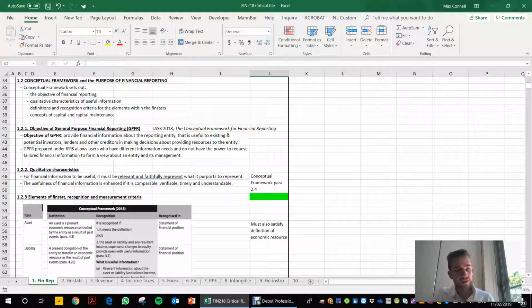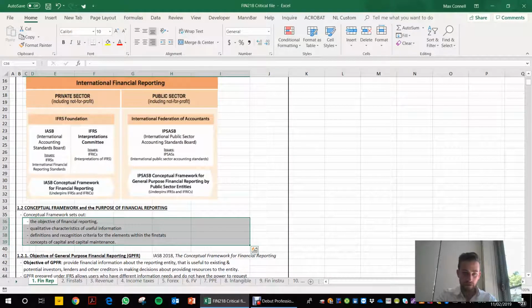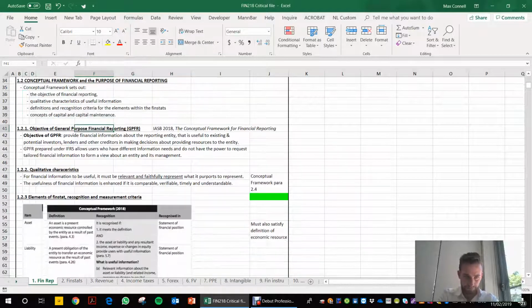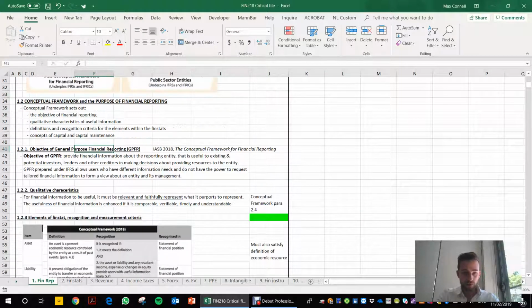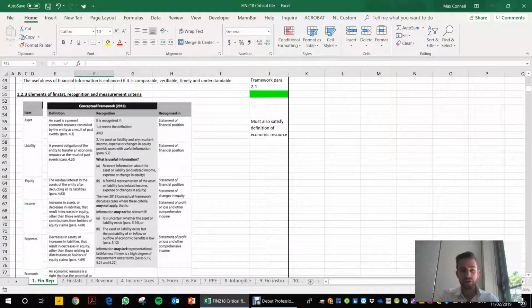Let me touch on this first: general purpose financial reporting. We'll touch on this a little later in terms of the difference between that and special purpose financial reporting. But on a high level, general purpose financial reporting is financial reporting which adopts the Conceptual Framework or the International Financial Reporting Standards. So, the qualitative characteristics set up by the Conceptual Framework include the definitions, or the recognition criteria, of assets, liabilities, equity, income, and expenses.